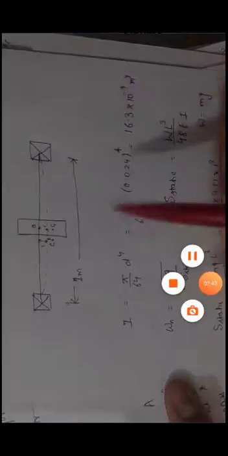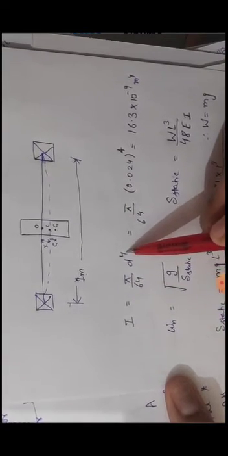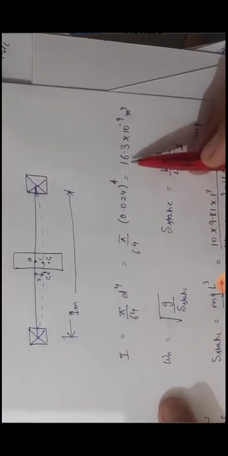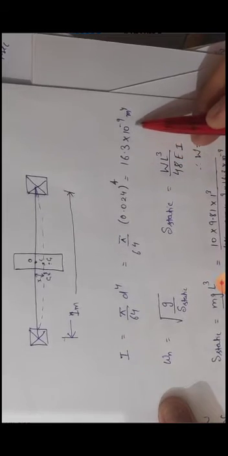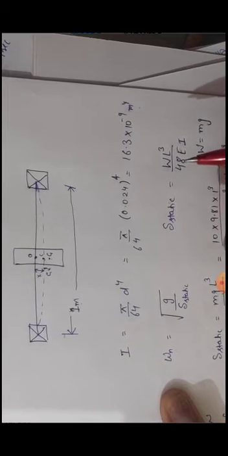So we can easily find the value of I, the moment of inertia. We know it is pi by 4 d to the power 4. The dia of the rotor is given to us, so we get the moment of inertia I equal to 16.3 into 10 raised to power minus 9 meter to the power 4. Now we know the critical speed is the speed at which the deflection is maximum, and that we get at the natural frequency.